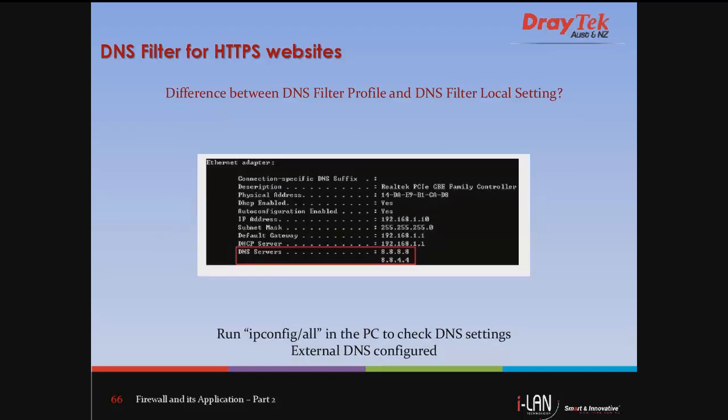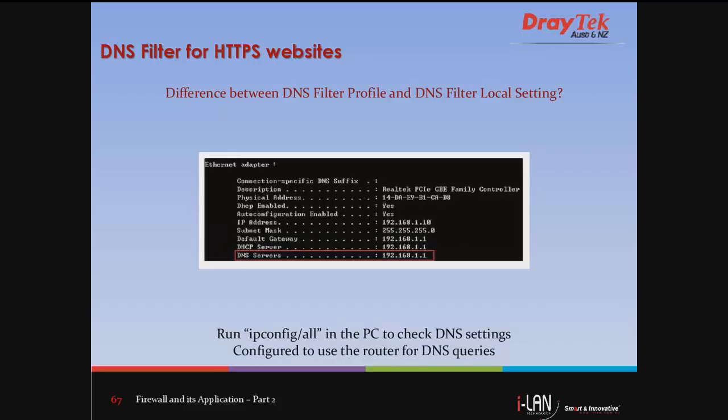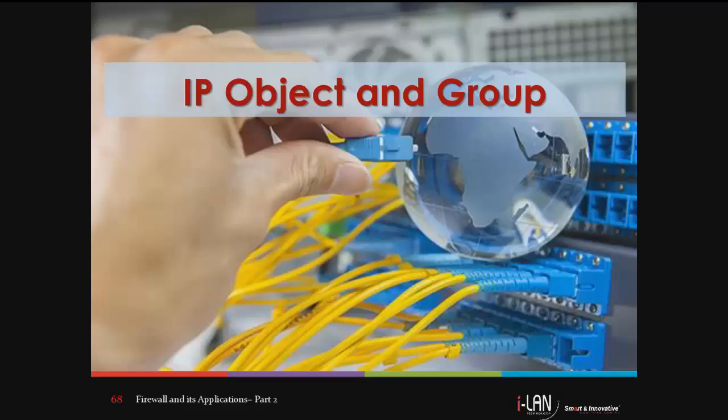To verify if you are using an external DNS or the Vigor router as DNS, you can use the command ipconfig /all in the command prompt of a Windows system. As you can see in this slide, we are using an external DNS server, which is the Google DNS as primary and also secondary. For this slide, you can see that we are using the Vigor router as our DNS server, 192.168.1.1.